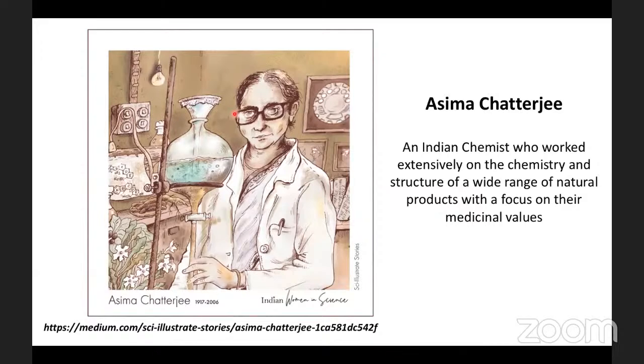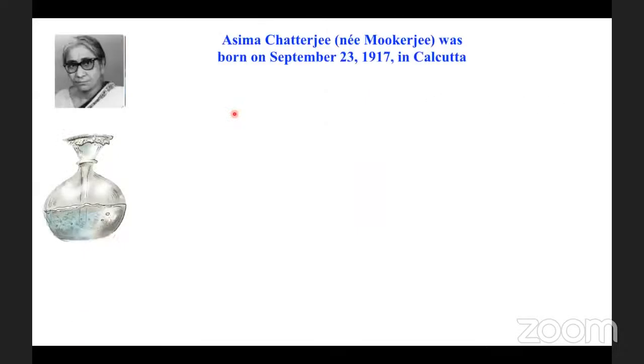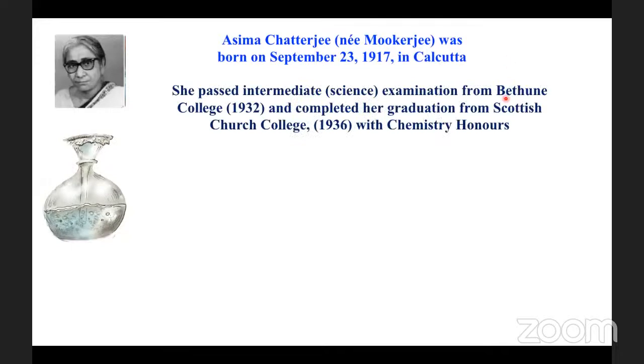Asima Chatterjee is an Indian chemist who worked extensively on the chemistry and structure of a wide range of natural products, with a focus on their medicinal values. Asima Chatterjee was born in Calcutta in 1917. By the way, 1917 is a very interesting year because that is the year when Jagadish Chandra Bose established Bose Institute.